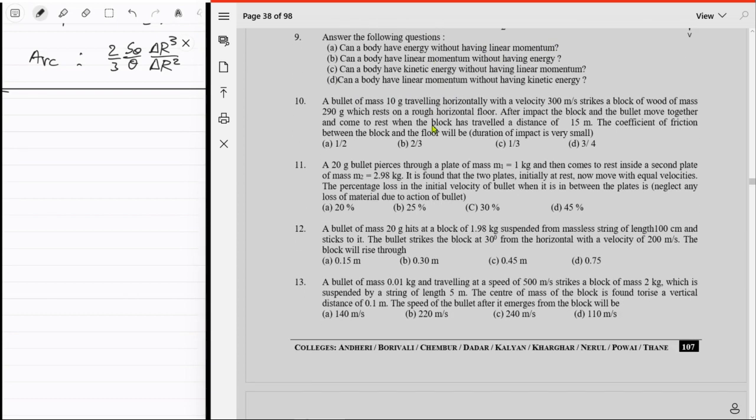All right. Next question. Bullet of mass 10 gram traveling horizontally with velocity something strikes a block of wood of mass something. Okay, this guy's mass 10. This velocity is this thing. Which rests on a rough horizontal floor. After impact the block and bullet move together and come to rest on the block at the distance of this thing. Right. Okay, got it. So initially on impact, the friction is not impulsive because it is limited, right? It's limited by mu times normal force, and the normal force is actually just mg throughout. So, nice. Which means that the friction force is not impulsive, so you can just do momentum conservation.